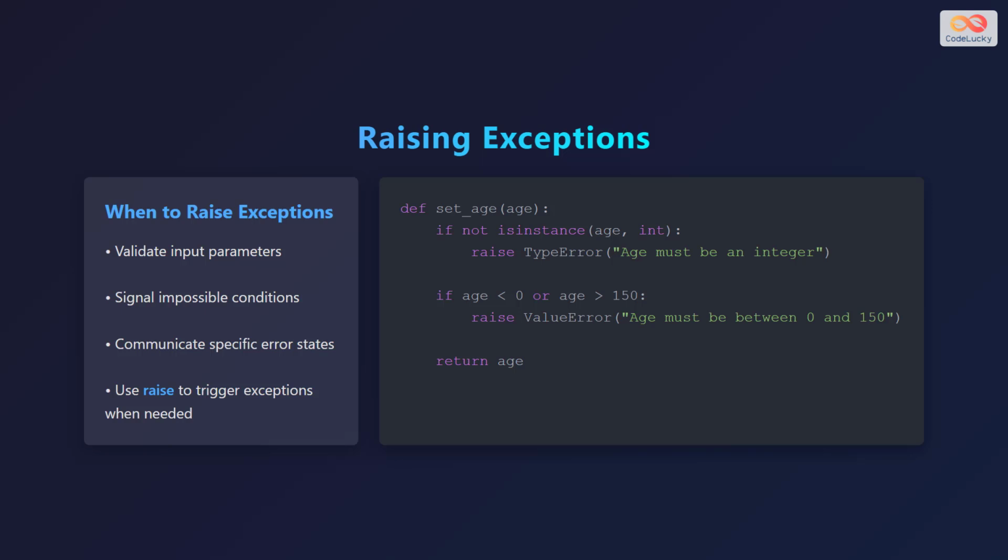Here's an example of a function named setAge. If the age is not an integer, we raise a type error with the message age must be an integer. If the age is less than 0 or greater than 150, we raise a value error with the message age must be between 0 and 150. Otherwise, we return the age.